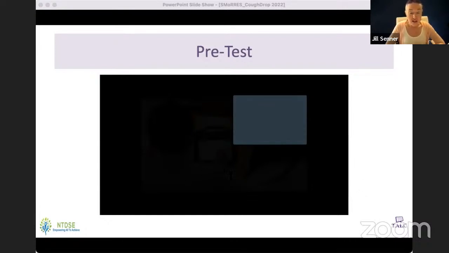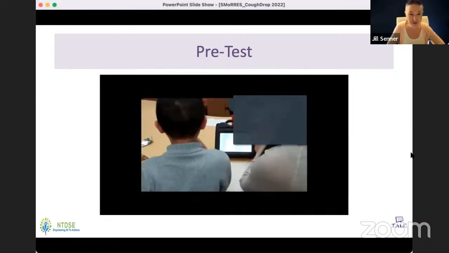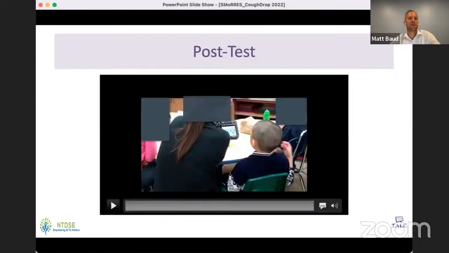So let's watch the post test, same thing. See how she looks after the training. Oops, sorry, there it is. All righty, here it comes.